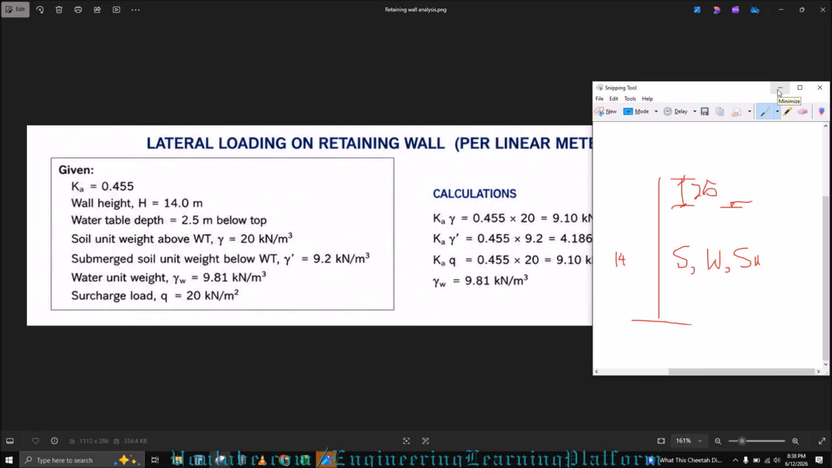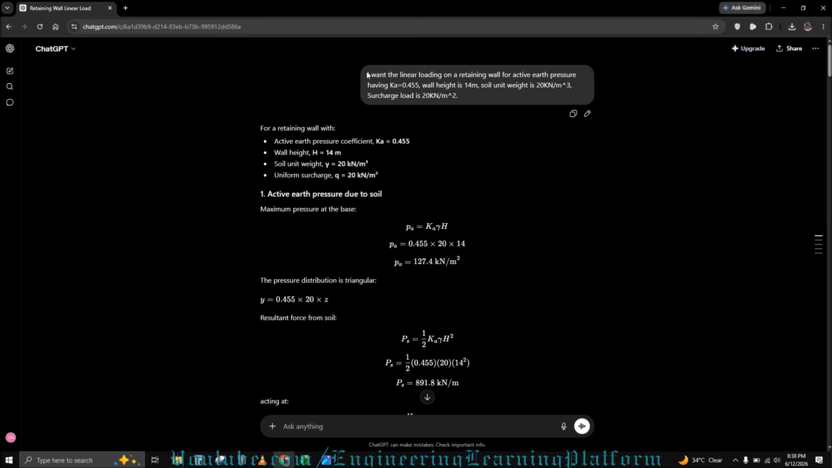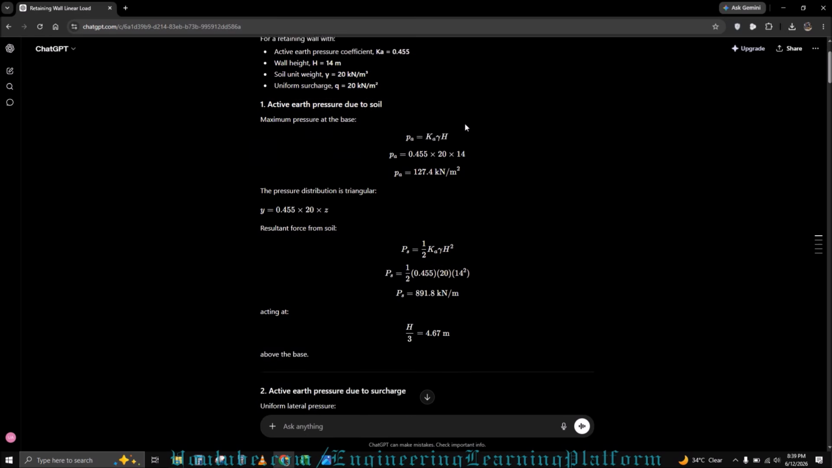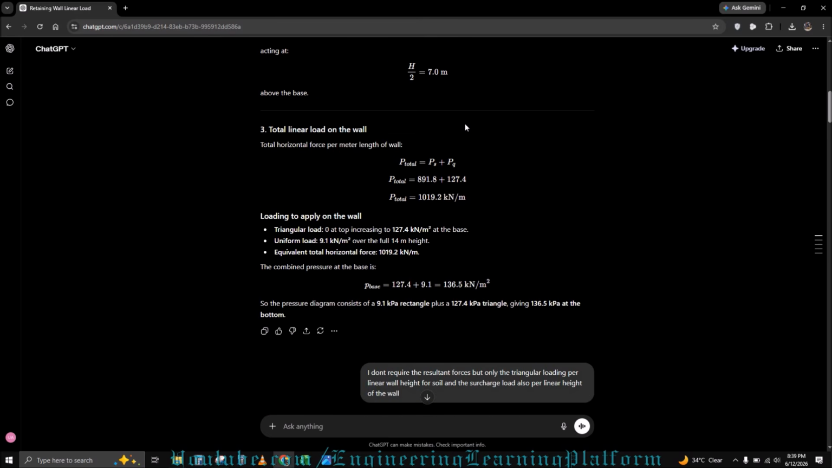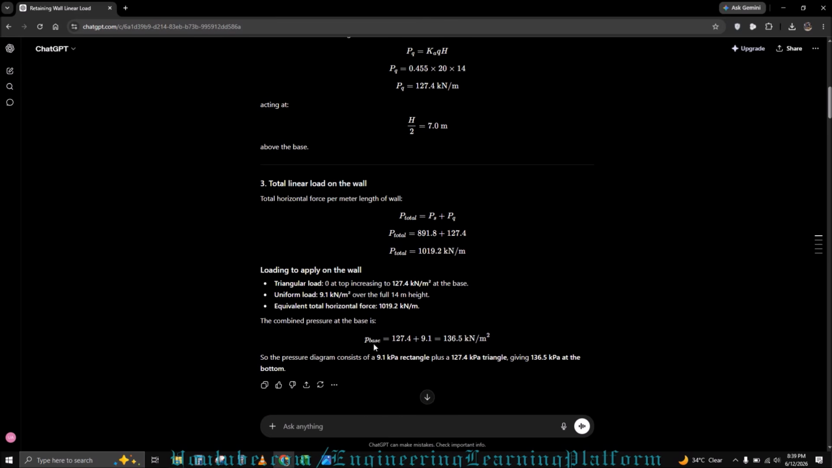When I went to ChatGPT, I gave a very simple prompt: I need the linear loading on a retaining wall for active earth pressure, having K active, wall height, soil unit weight, and surcharge. Here I missed the water table height, and it gave me all the results and calculations in the form of total load on the wall as a base pressure, which I didn't require. I want a diagram which is something like this.